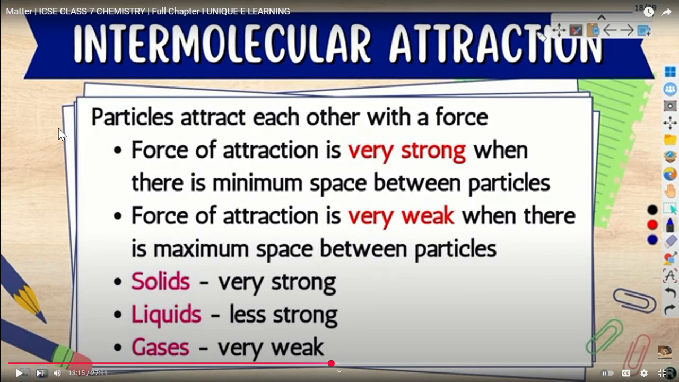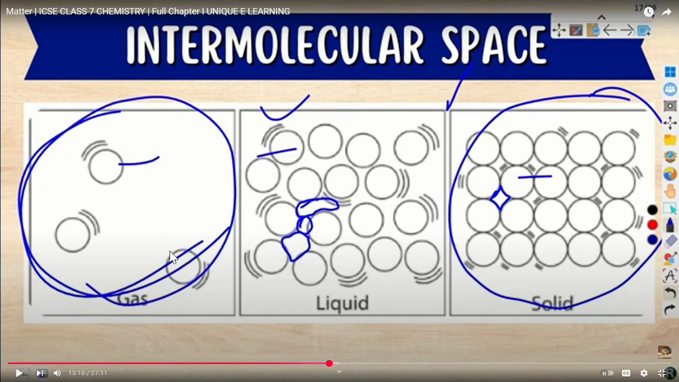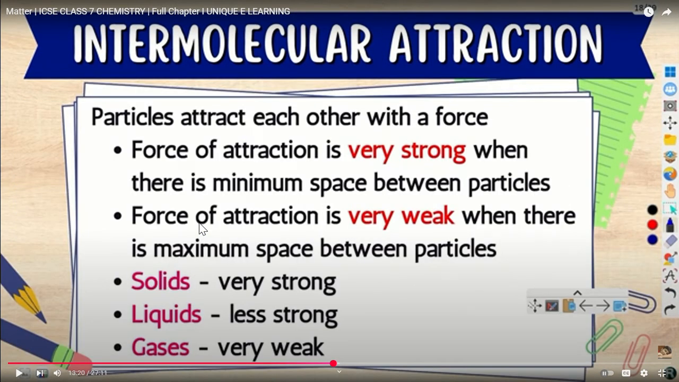Intermolecular attraction is different, and intermolecular space is different. I have given a very high definition, so let me tell it in a short one: intermolecular attraction is the attraction that holds all the atoms or molecules together. Solids have very high intermolecular attraction, liquids have less attraction, and gases have very weak attraction. No need to take the marking, just remember this or make a note of my words.